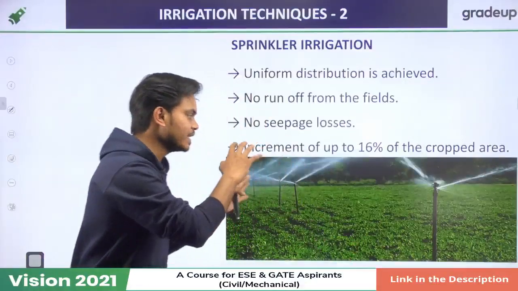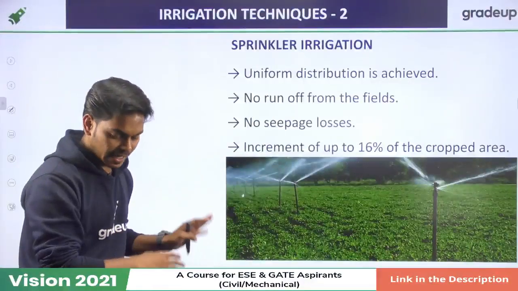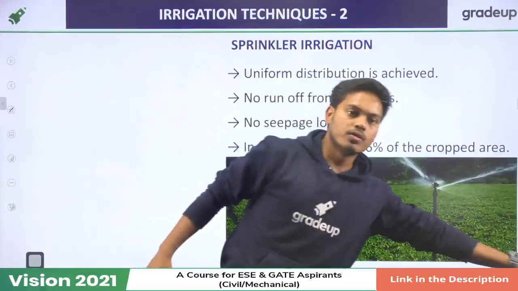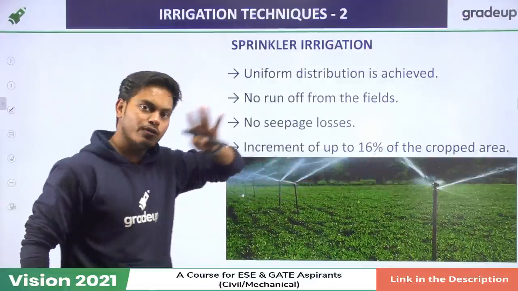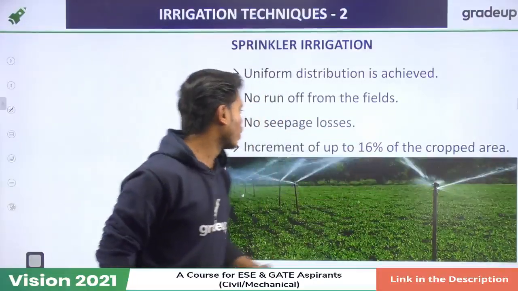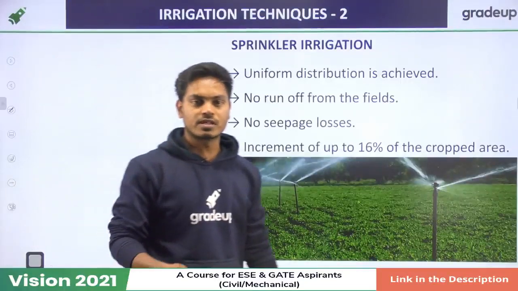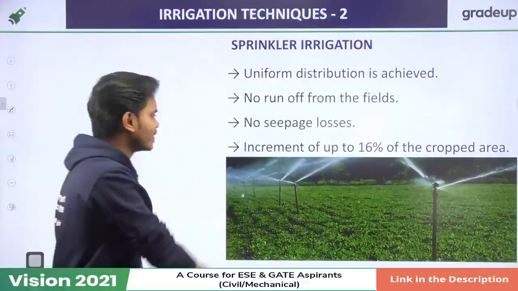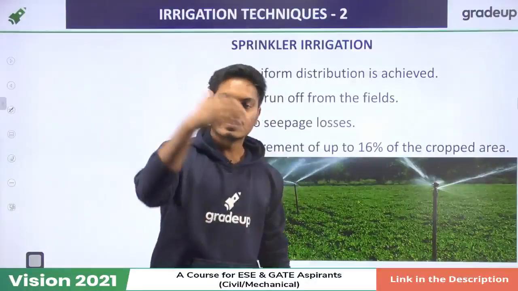Water will not be getting collected, and as the water cannot be collected, similarly it won't run off, it won't flow on the field. So that's why we can say no runoff on the field, no seepage losses. We are providing water in a very optimum manner, so definitely there will be no seepage.